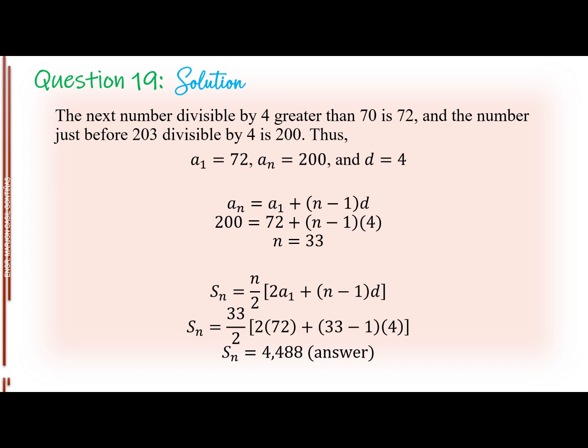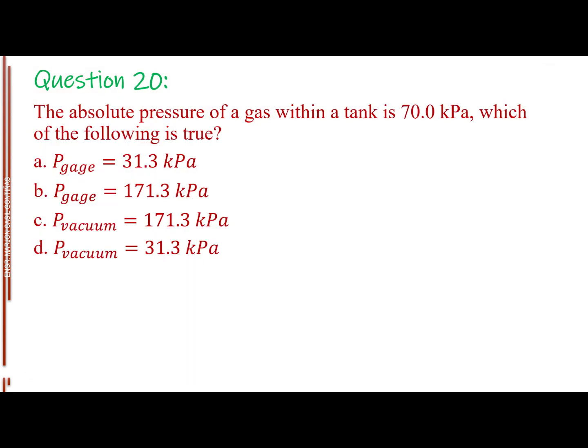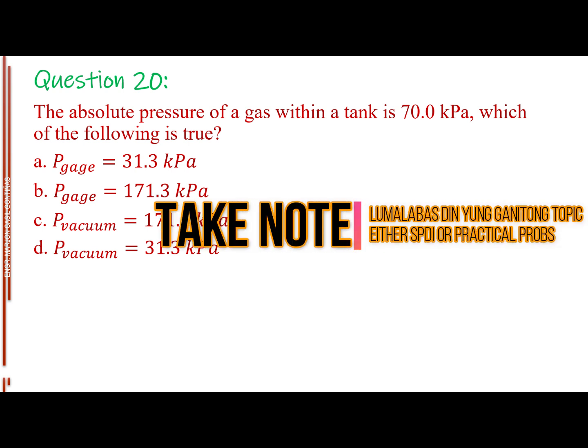Corrections are highly appreciated. Question number 20. The absolute pressure of a gas within a tank is 70.0 kilopascals. Which of the following is true? Letter A, P gauge equals 31.3 kilopascals. Letter B, P gauge equals 171.3 kilopascals. Letter C, P vacuum equals 171.3 kilopascals. Letter D, P vacuum equals 31.3 kilopascals. Your timer starts now.